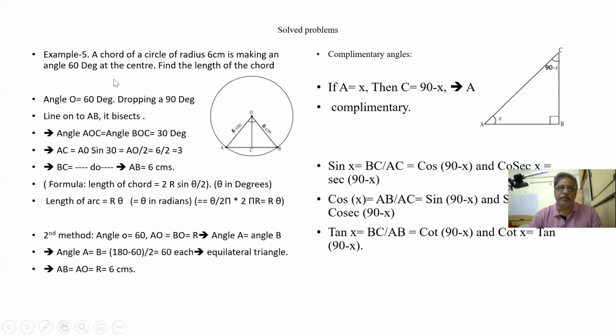So let us understand the chord. A chord of a circle of radius 6 centimeters is making an angle of 60 degrees at the center. So the radius is 6 centimeters, and it is making an angle of 60 degrees. That means automatically it is an equilateral triangle. This is 60, so these two sides are the same because of 6 centimeters. So this is an equilateral triangle, and the chord length is also 6 centimeters. Let us continue.